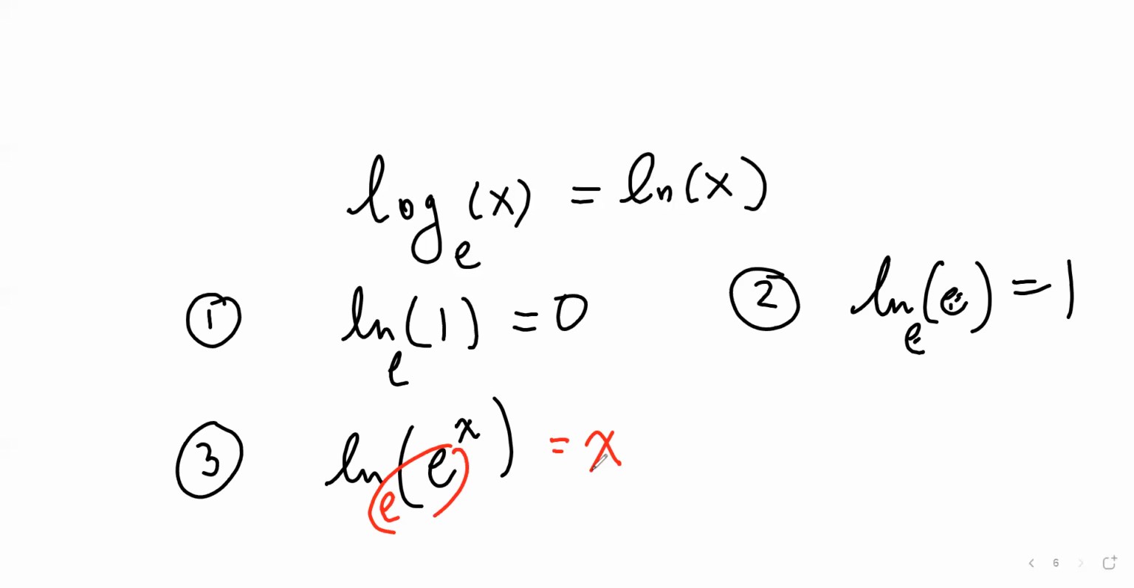And then number 4 is if you have e to the ln of x. The base is e, and when these two are the same, you'll just get x again. So you see the properties are the same. Let me give you a couple of examples.